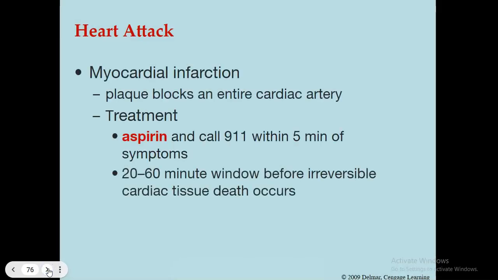Okay, for a myocardial infarction, which is a heart attack, what I need you to know for this is to remember that aspirin is a treatment that can help a heart attack. This can definitely be something that's given at home or at a place of business or at Walmart or wherever, and most first aid kits have aspirin.